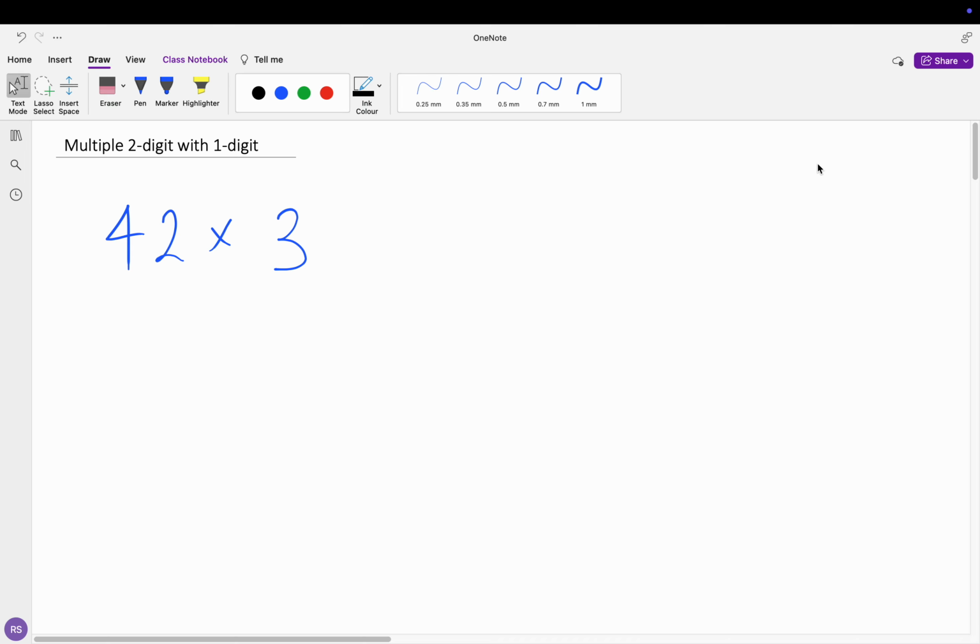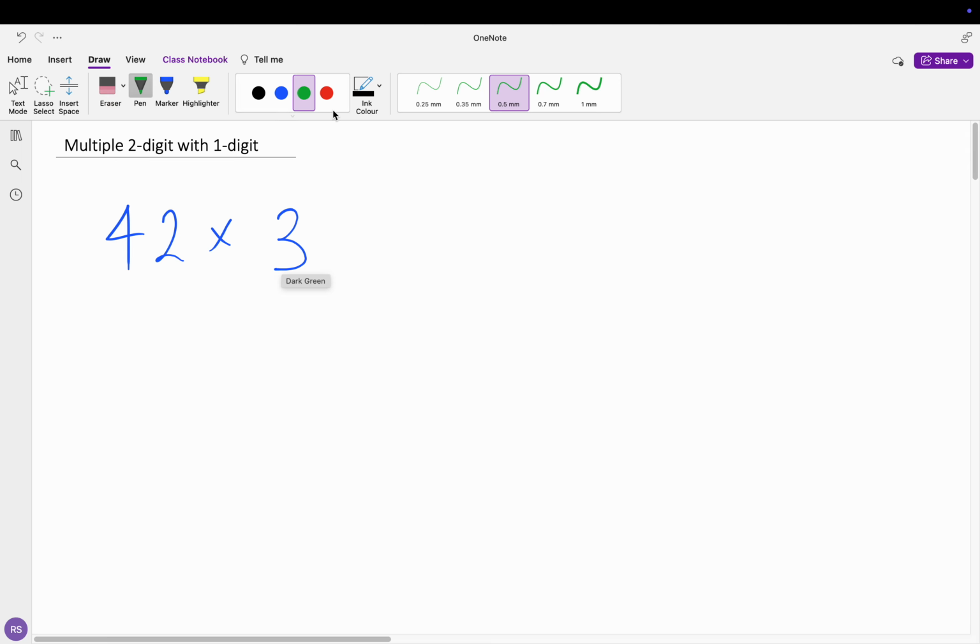In this video, we're going to talk about how we can multiply a 2-digit number with a 1-digit number. Alright, so here we have 42 multiplied with 3. Now, of course there are different ways of doing it. I'm going to show you one method in this video and another method in other videos.